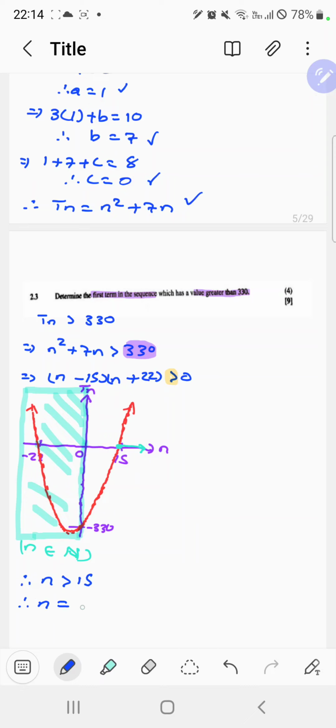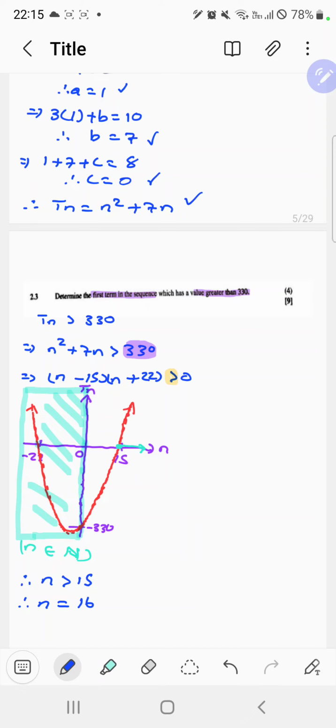Which tells us that n is itself equal to 16, because n is an element of the natural numbers. So the next one is going to be 16, because 15 gives us 330. Let's check: if we put 15 squared plus 7 into 15, I'm getting 330. So it only gets greater than 330 when it starts with 16, because I want the first term to have a value greater than 330.